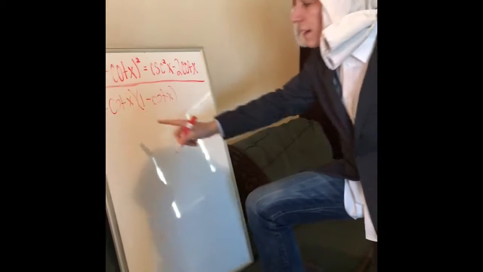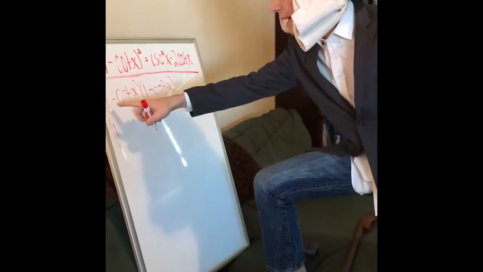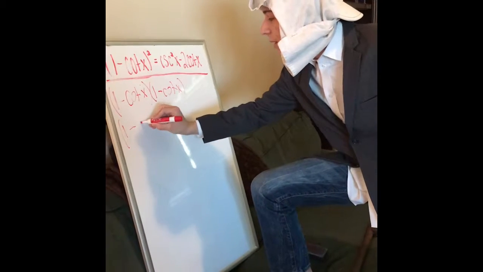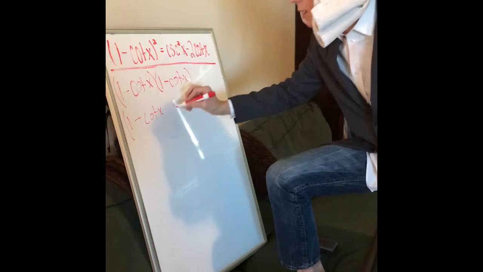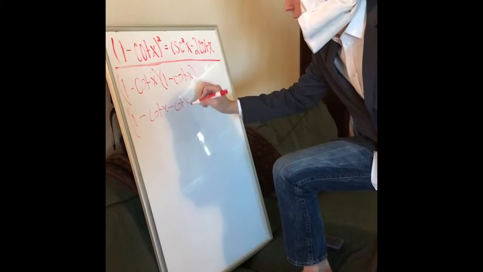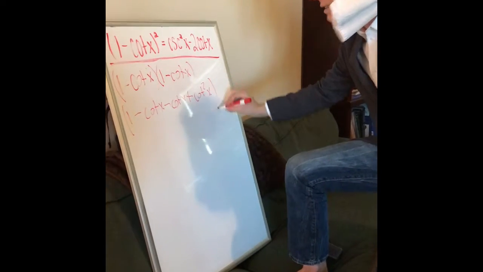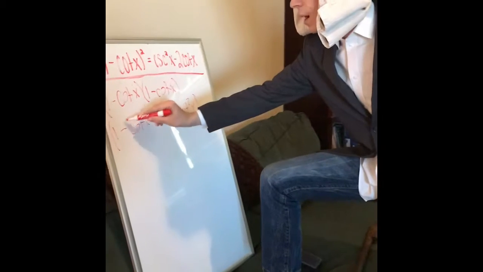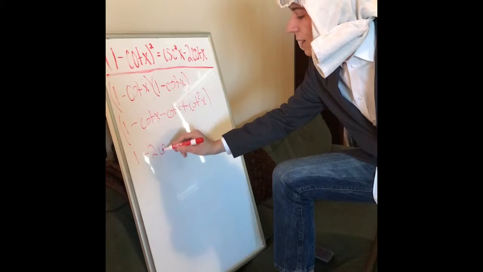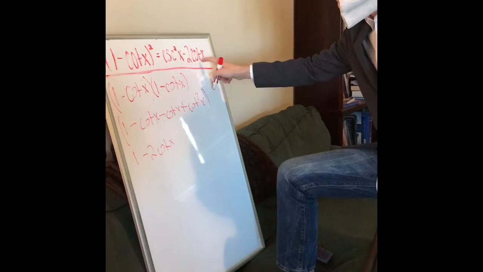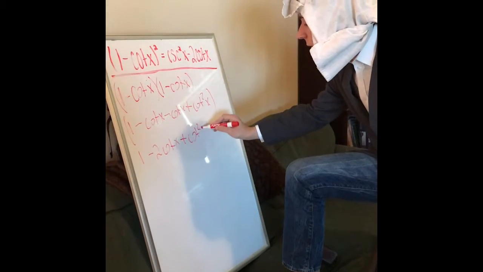Now we can use the FOIL method. Do the first, get 1. Do the outside, get a negative cotangent. Do the inside, the cotangent of the 1, get a negative cotangent. And do the last and get a positive cotangent squared x. Now we can combine these two right here. Get 1 minus 2 cotangent x. That's what we're looking for, one of the things. And then we have plus a cotangent squared.